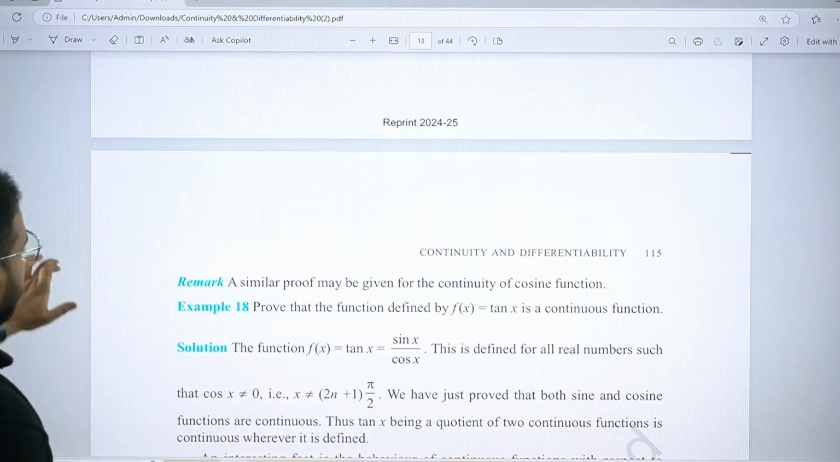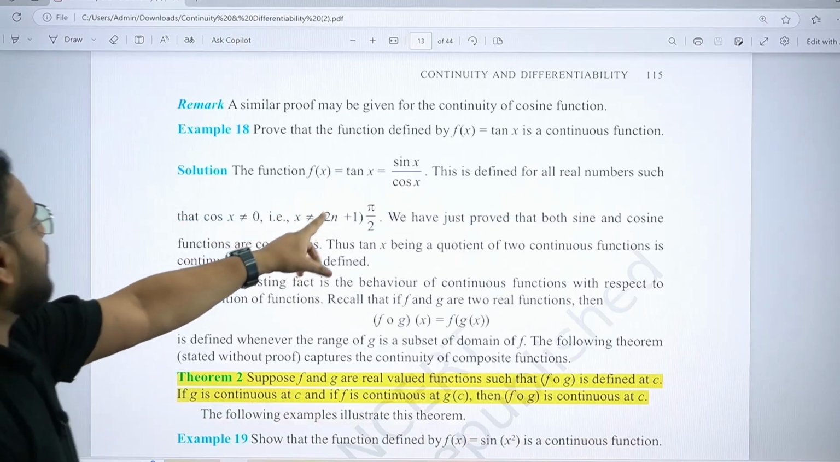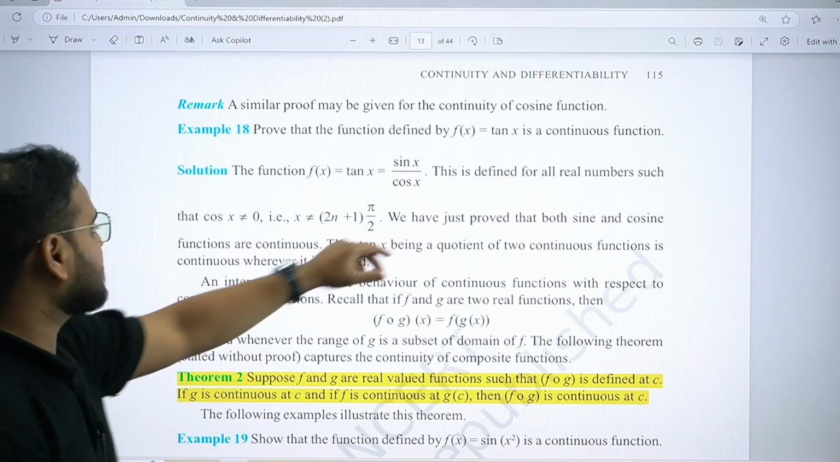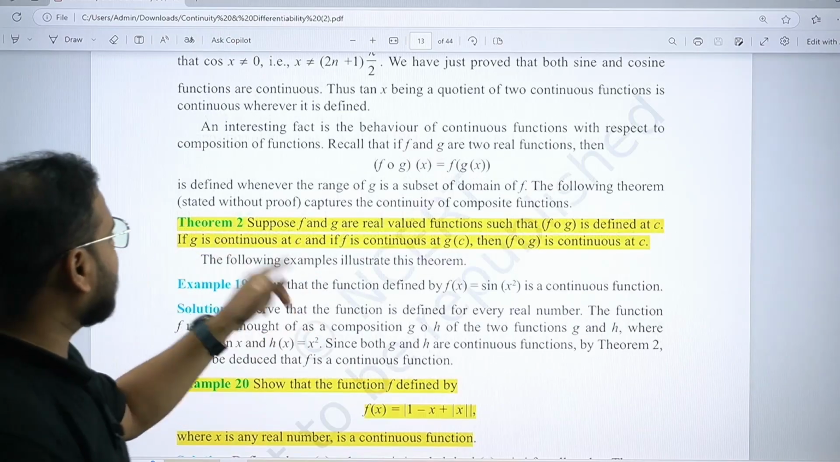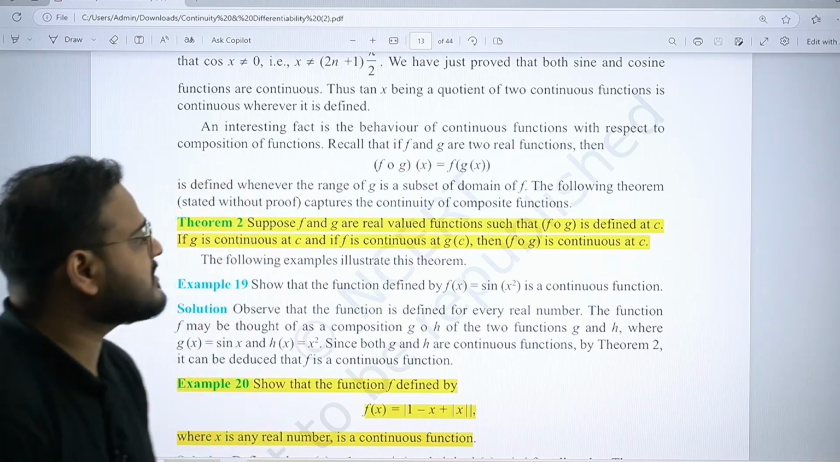Okay, all right, so again this is a composite function, meaning you have sin x by cos x over here. Fog is there. Theorem number 2: f and g are real valued functions such that fog is defined at c.